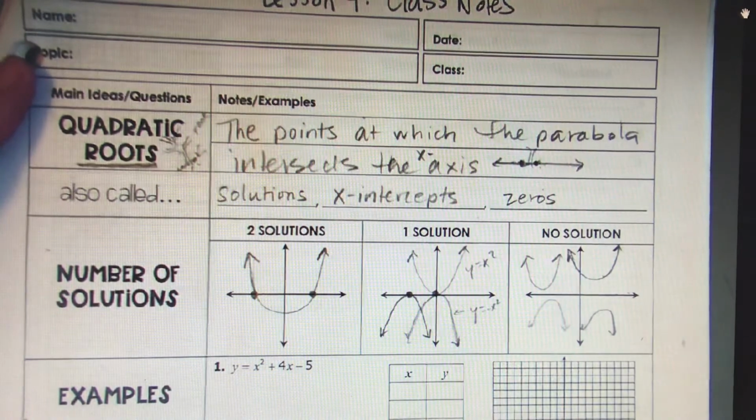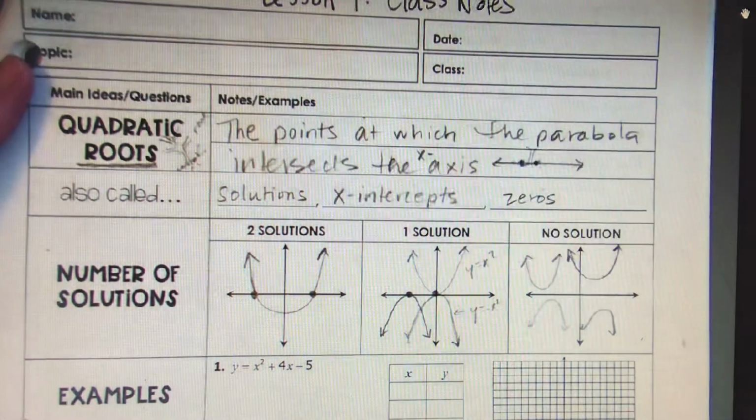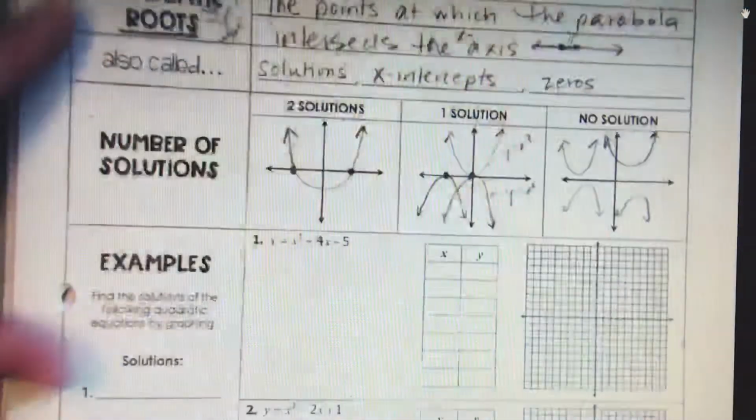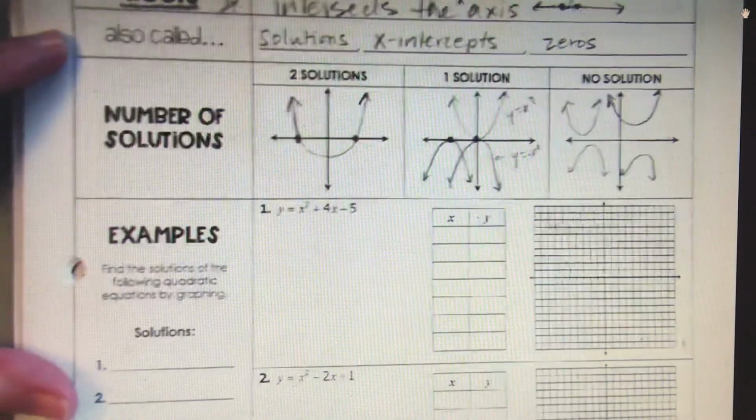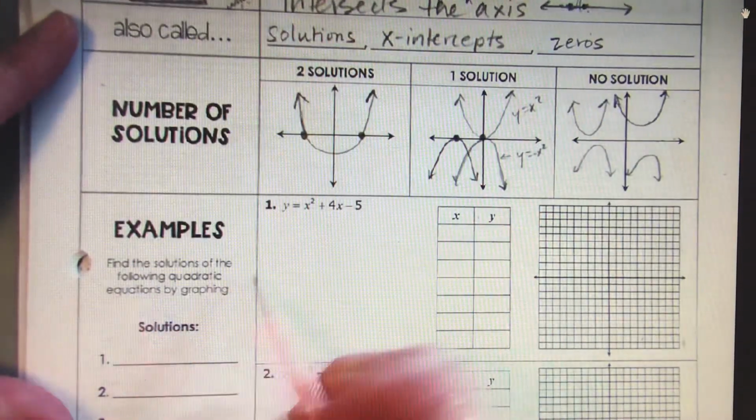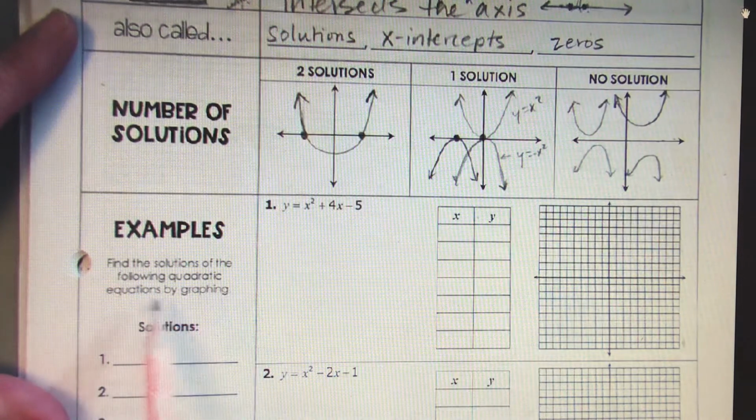So down here, let's do one together with some examples. So right here it says find the solutions of the following quadratics by graphing.